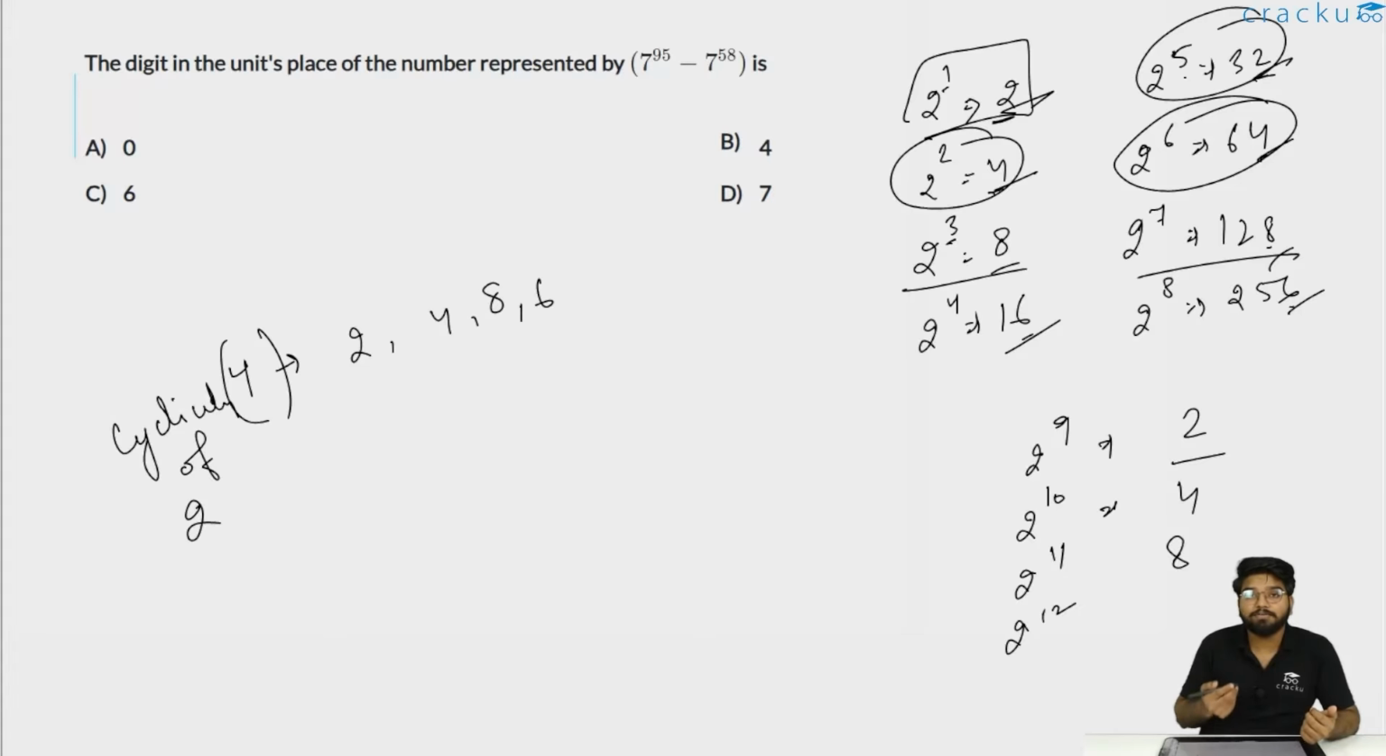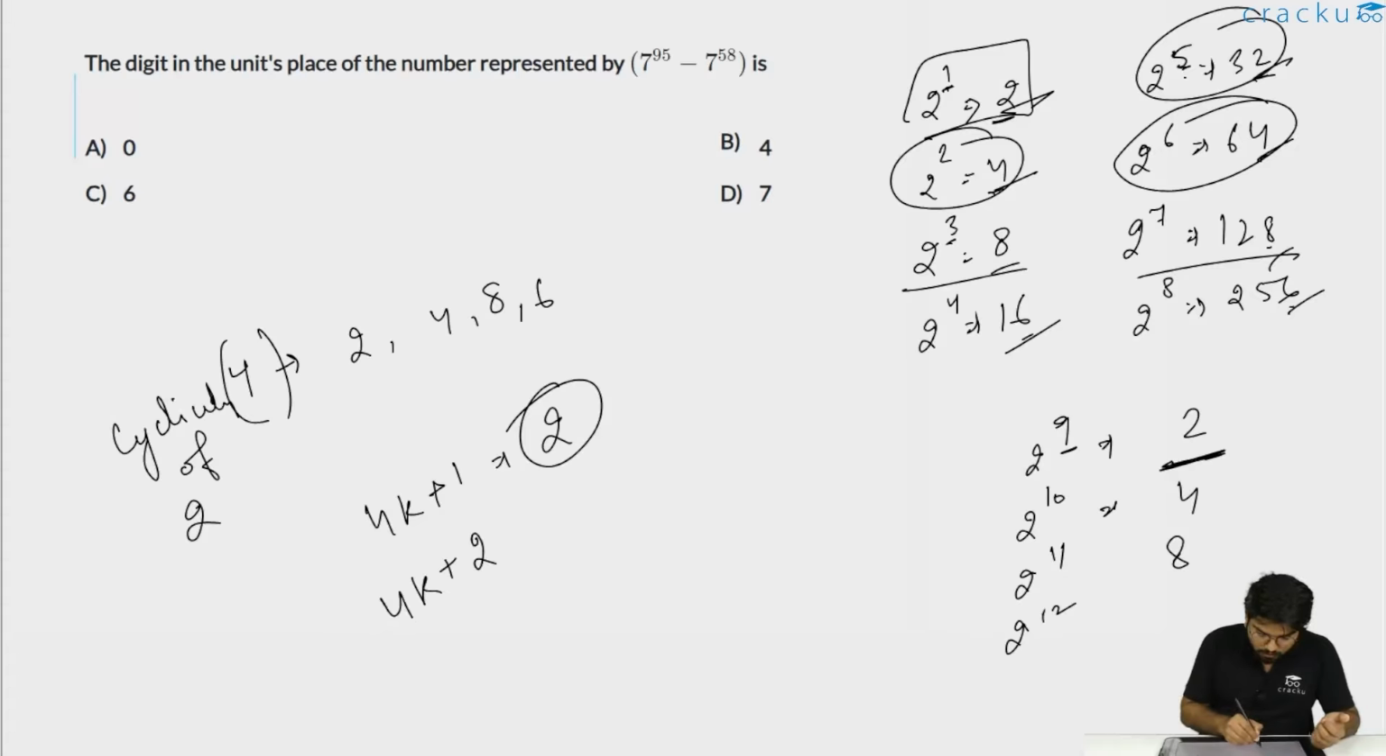Now how do you identify what the unit digit is? Whenever we have 2 raised to a power of the form 4k plus 1, which is any multiple of 4 plus 1, that is, if k is 0 the power is 1, if k is 1 then 4k plus 1 is 5, and if k is 2, 4 into 2 is 8 plus 1 is 9, all these are ending with 2. Whenever we have the form 4k plus 2, say k is 0, so 4k is 0 plus 2 will be 2.